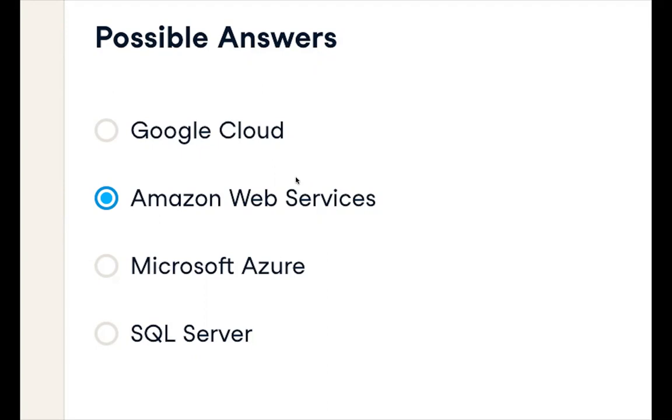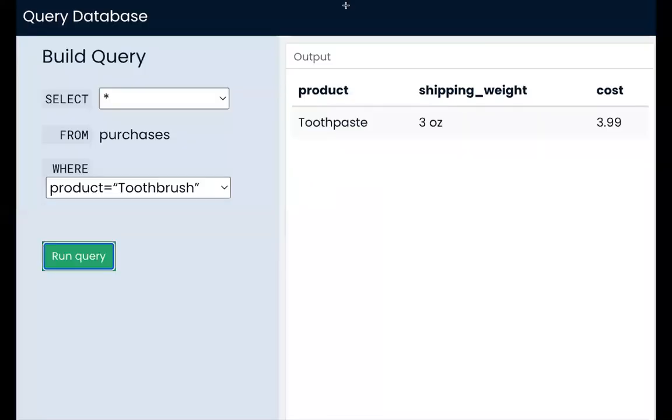Okay, so kindly watch my screen. So on my screen, I'm coming to explain this thing. I think I should close this. Okay. Now on my screen, I ran a query. This is the meaning of the query. Select star from purchases where product is equal to toothbrush. This is what it means. It means select everything from the database from a table called purchases where the product is a toothbrush. I ran my query and I got this.